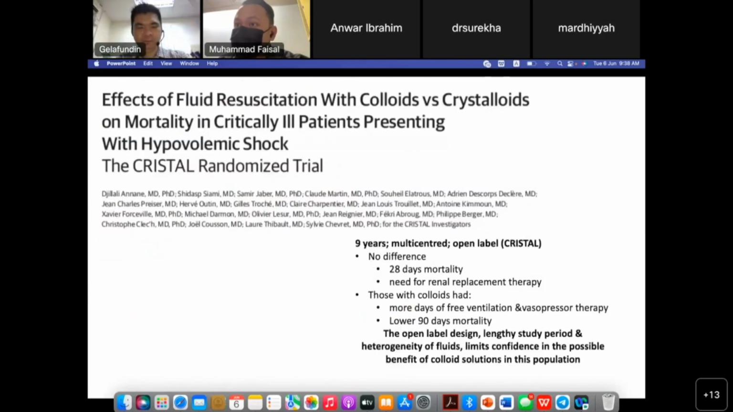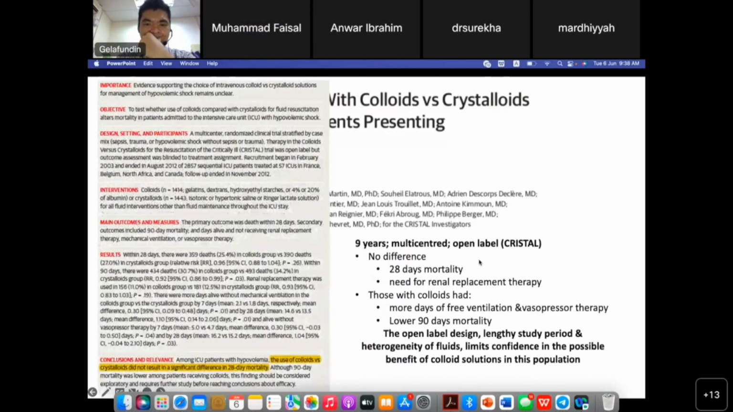So the CRISTAL trial, this is on the effect of resuscitation with colloid versus crystalloid on mortality in critically ill patients presenting with hypovolemic shock. This is a multi-centered open-label trial. Basically, this trial shows no difference in 28-day mortality and the need for renal replacement therapy.